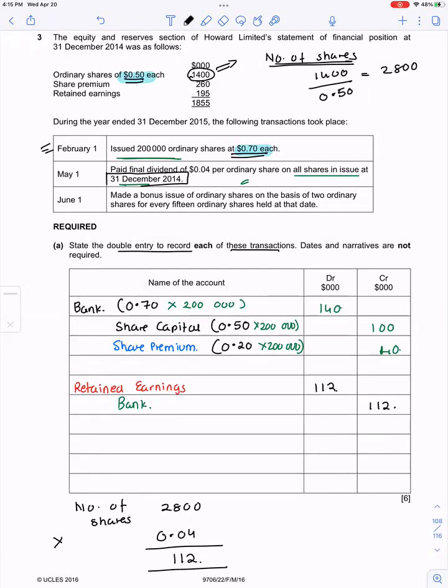Now made a bonus issue. So when you make a bonus issue, what is credited? Capital. Shares will come in, right? When I do a bonus issue, what is going to come? Capital. So share capital will be credited. But will any money come in? Will bank be debited?